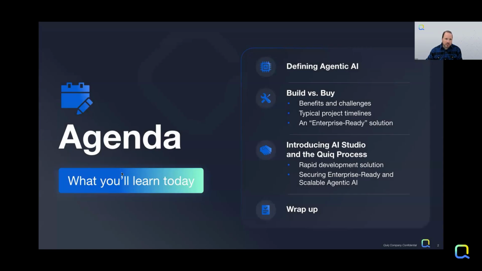The first thing we want to do is address that sometimes the terminology can throw people off. Agentic AI is a newer term, and we want to explain that to you and give you the definitions that Quiq likes to see in agentic AI. We also realize that a lot of companies right now are trying to decide whether they should build or buy. In that process, there are several benefits and challenges with each decision. We want to go through some of the typical timelines and explain what an enterprise-ready solution is and why it's so critical to any deployment that is going to be released.